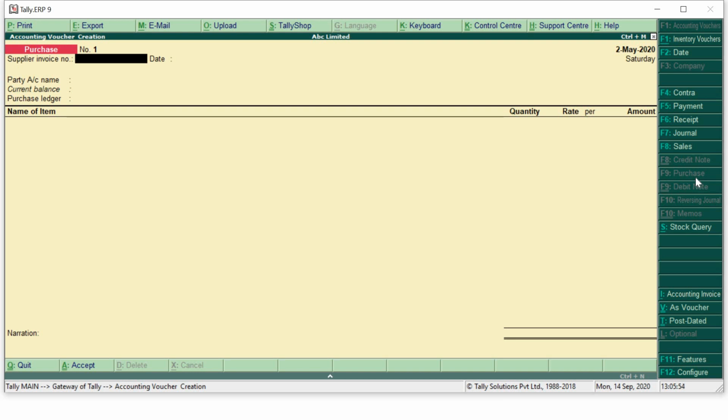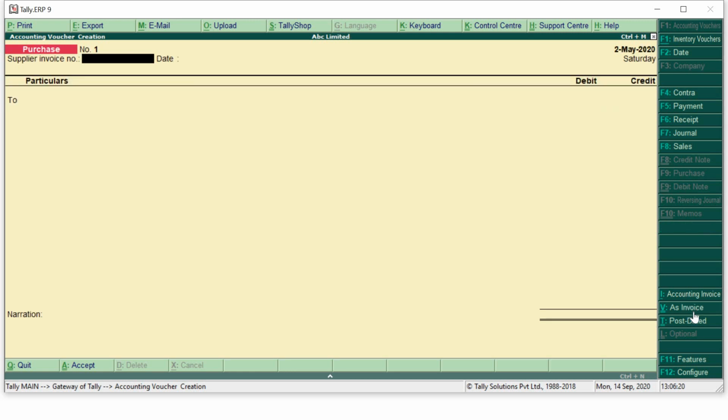Okay, so after pressing purchases, I get a voucher screen and this is known as invoice method because more details you have to feed over here. So to convert my voucher into voucher method of purchases, I will either press this key, you can see to the right hand side, or simply press Ctrl V. The shortcut key is Ctrl V. I will press over here as voucher. Okay, so I got this screen, I got this voucher method of purchases.